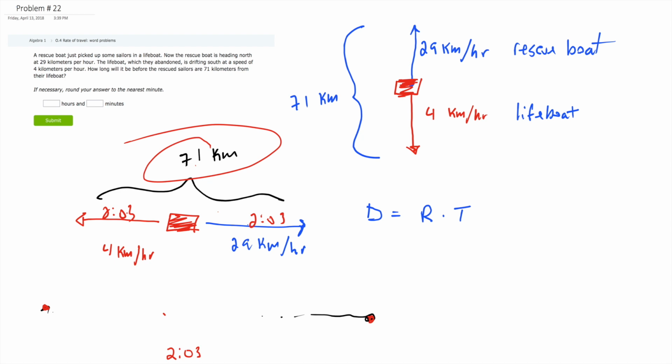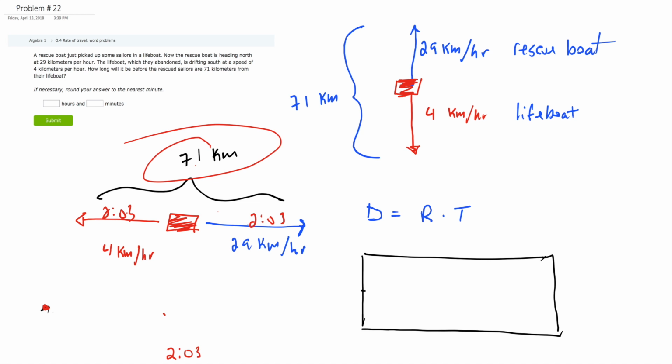Okay, so I like to do the distance equals rate times time box. Sometimes it's helpful, I'd say it's helpful 80% of the time. So distance equals rate times time. So we have the rescue boat and the lifeboat.